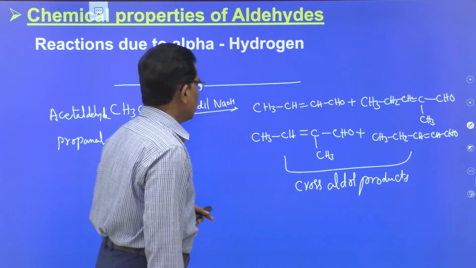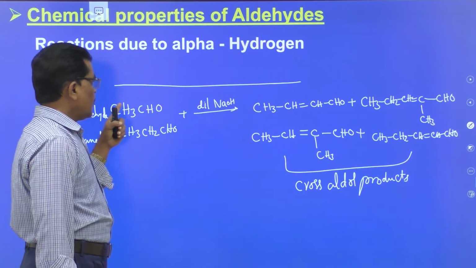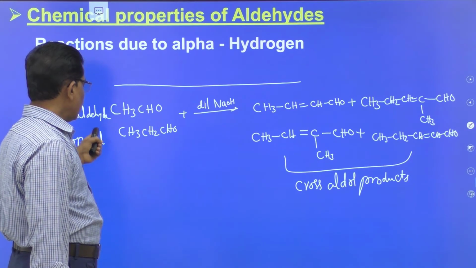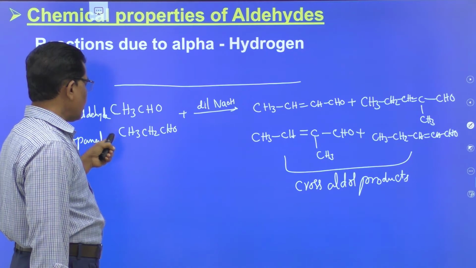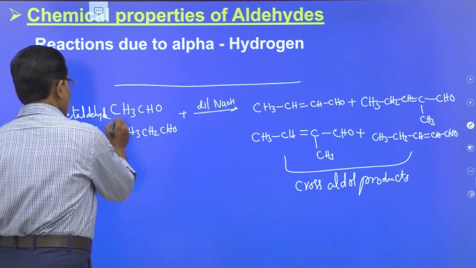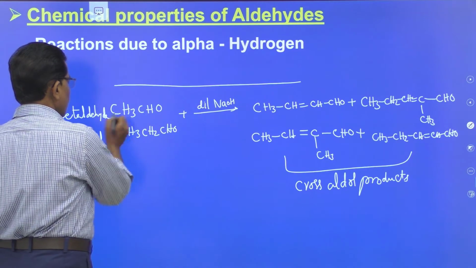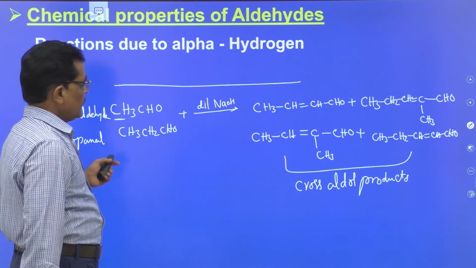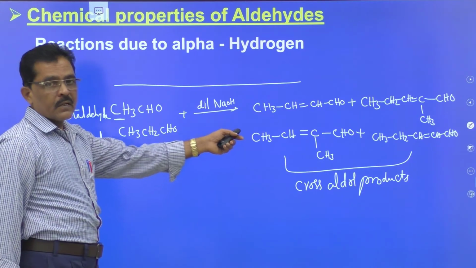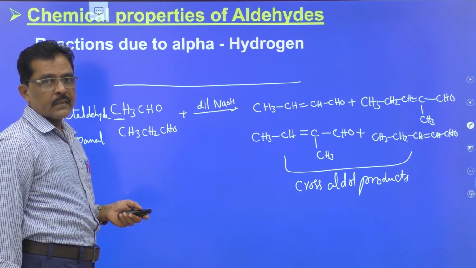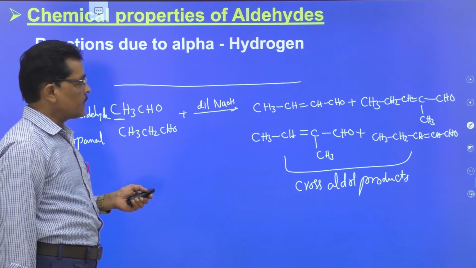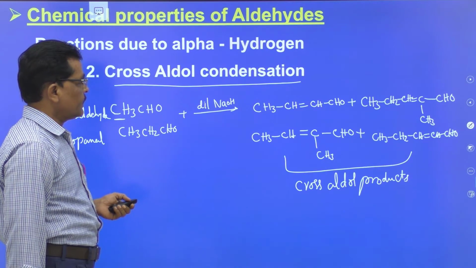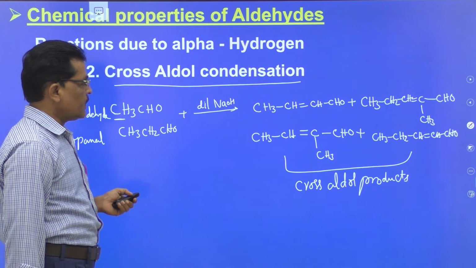Right? Understand? So aldehydes having two different types, having alpha hydrogen, alpha hydrogen means the alpha carbon has hydrogen. Acetaldehyde and propanaldehyde both reacting with each other give a mixture of 4 types of aldehyde products. This is called cross aldol condensation. Right? Understand?